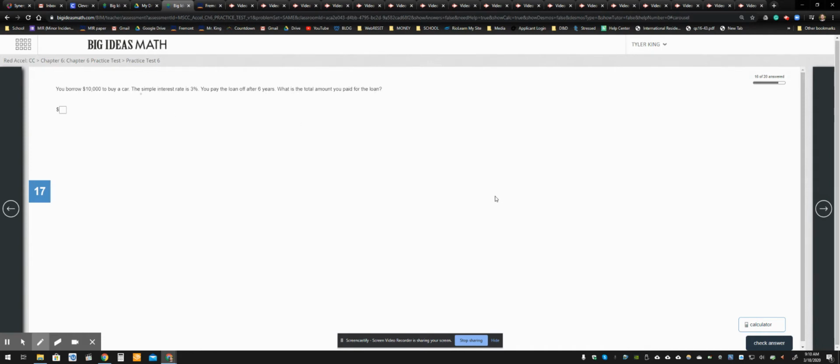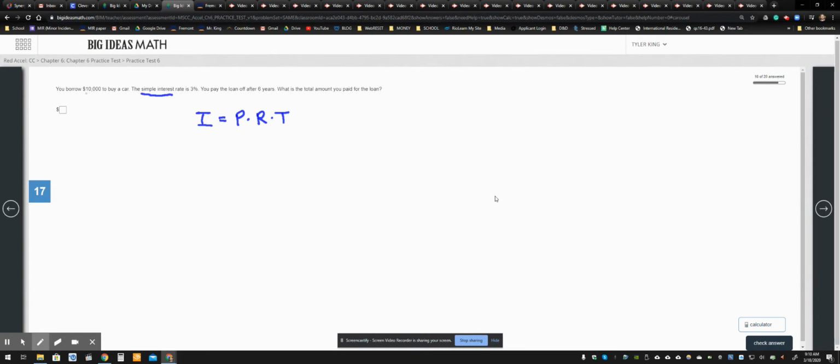Okay, so because we're talking about simple interest, we should remember our simple interest formula. The amount of interest earned is equal to the principal, or the starting amount, times the interest rate in decimal form, times the amount of time in years.